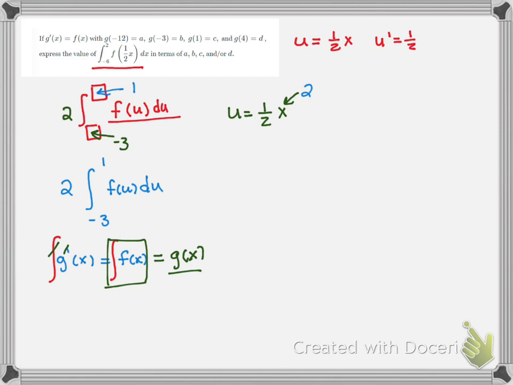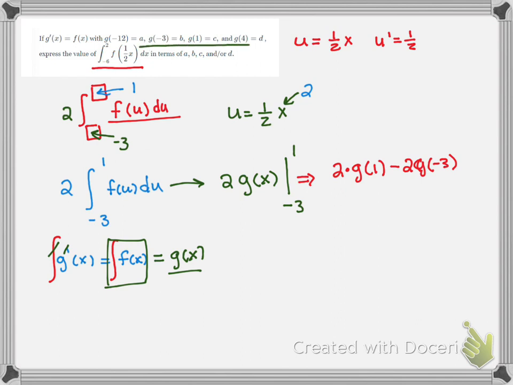So that just means this antiderivative is g. So now when I do this, I have 2 times the antiderivative of f. Well, that's just g of x, with a lower limit of -3 and an upper limit of 1. So that means I can write this as 2 times g of 1 minus 2 times g of -3. And we still couldn't go anywhere except that we were given all this information in the problem statement. So we know g of 1 is c, and we know g of -3 is b.